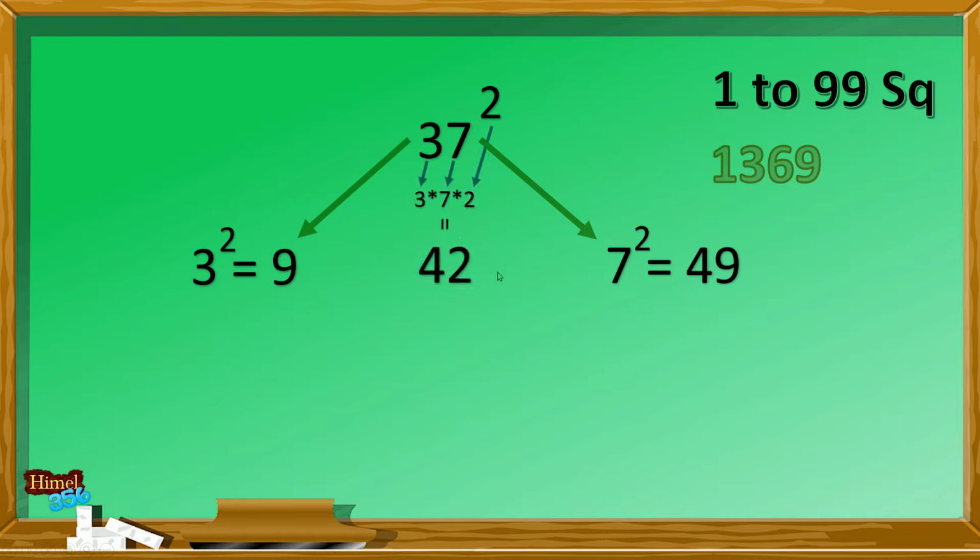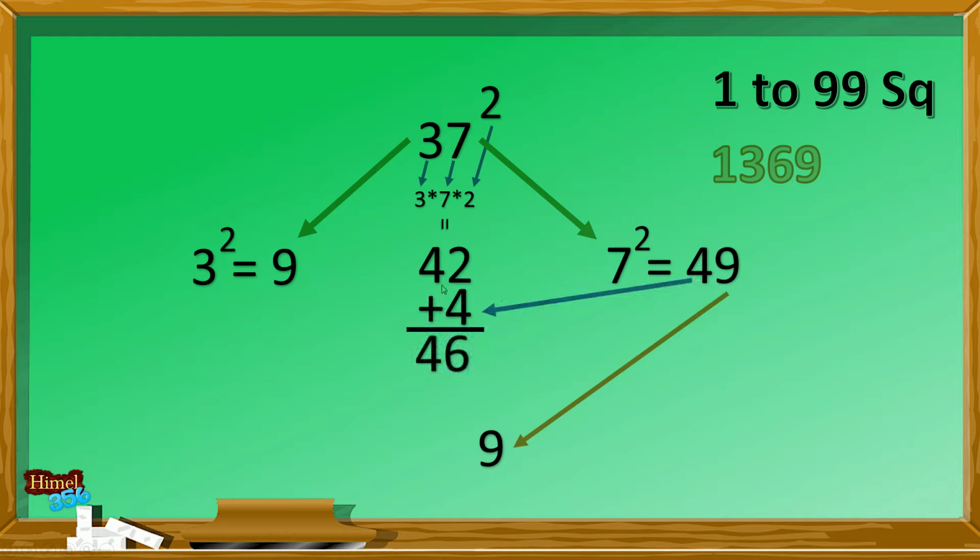Now let's get our answer. So there are 2 digits here, 4 and 9. We will get the rightmost digit. So 9. And 4 will be in our hand. We will add 4 with 42. So 46. Now we will get the rightmost from here too. So 6. Now we have 4 again in our hand. Let's pass the 4 to here. So 9 plus 4 equals 13. So our final answer is 1369.